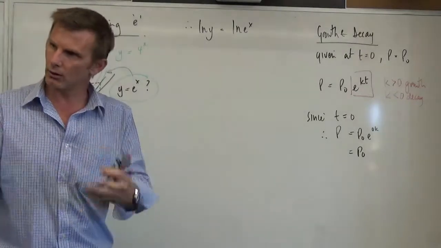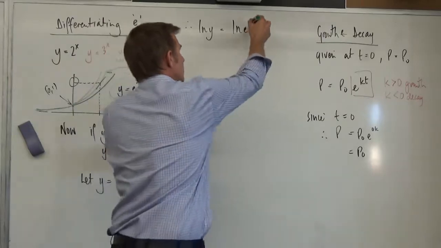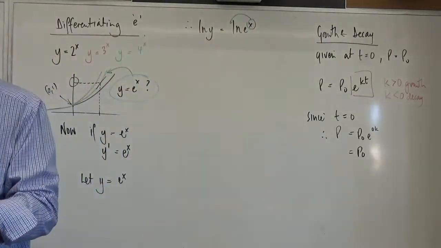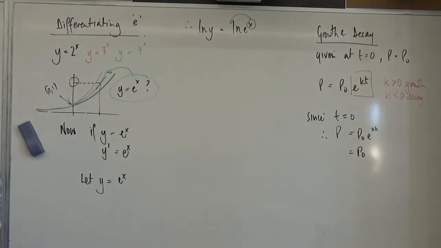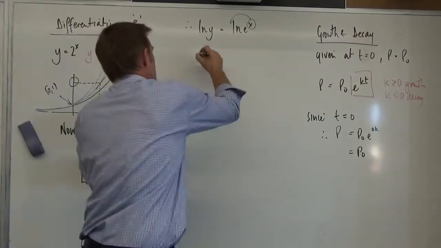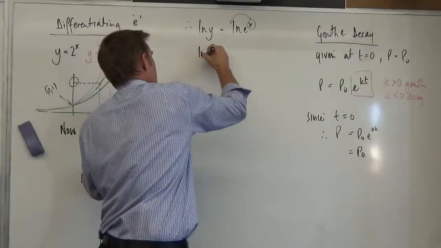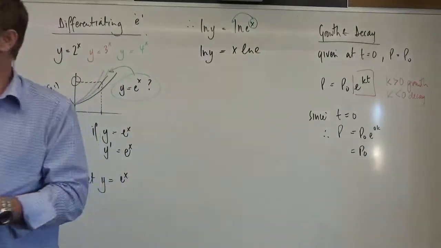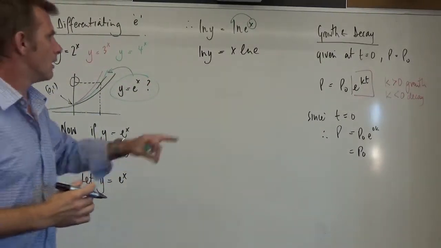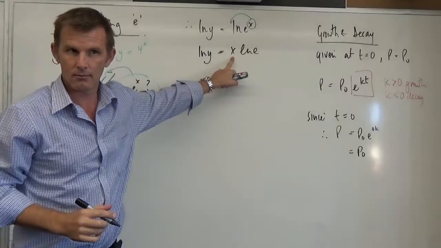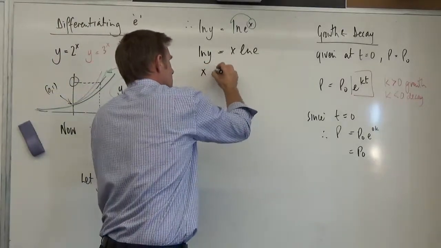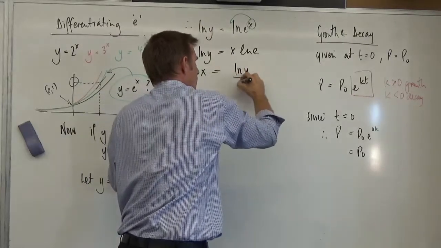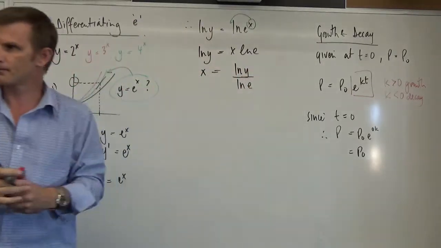Now your natural log laws, you would remember that if you've got something to a power, I can bring that out front, can't I? Something raised to a power, I can bring that out front of a logarithm. So that would now mean that we're going to have ln y equals x ln e. That makes sense? Now I'm going to isolate the x part of it. So I'm now going to write x equals, move the ln e over to this side. I'm going to get ln y over ln e.